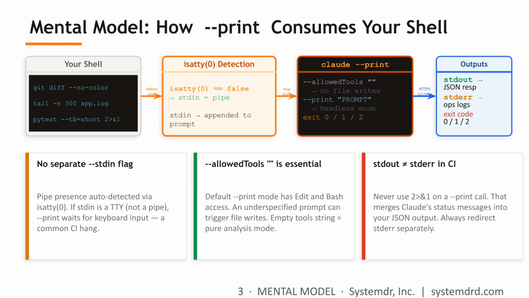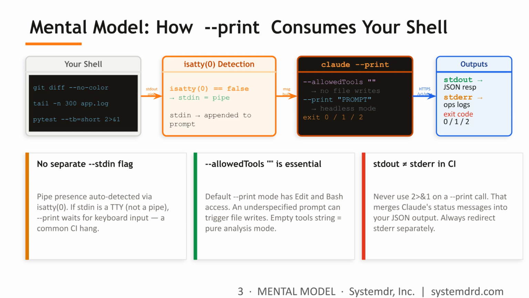This has one important implication. If you run claude --print at an interactive terminal without piping anything, it waits for you to type and press Ctrl-D. This is the most common cause of CI hangs. Your pipeline stalls waiting for keyboard input that never arrives. Always make sure stdin is a pipe in automated contexts.